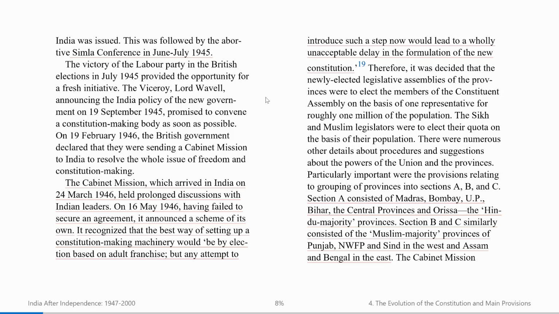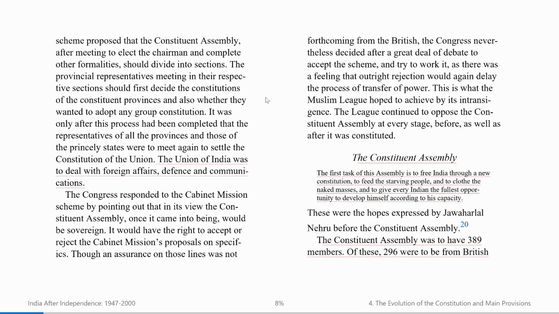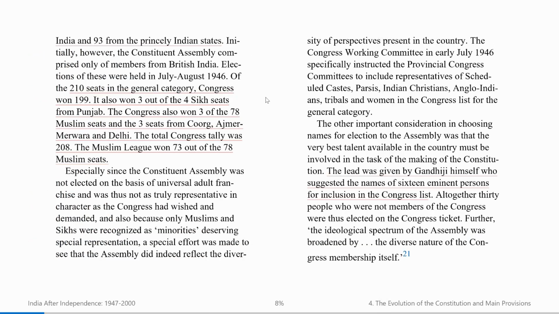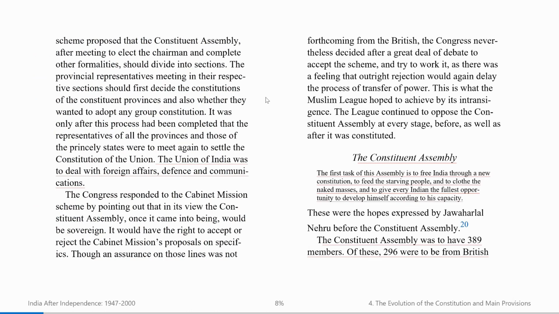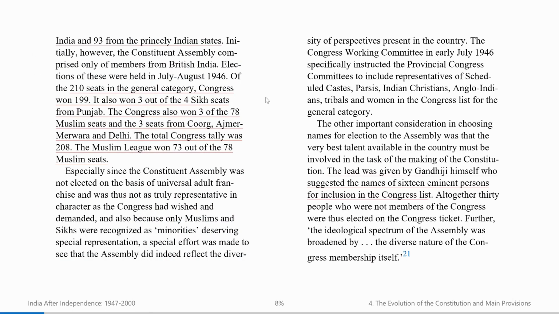So with that, the Constituent Assembly was formed, right, and had 296 members from the British provinces elected indirectly by members of the legislature, and 93 from the princely states nominated, again, right? So overall, as I said, 389 members were there. But in time, what happened was, let's first discuss what was the constitution.